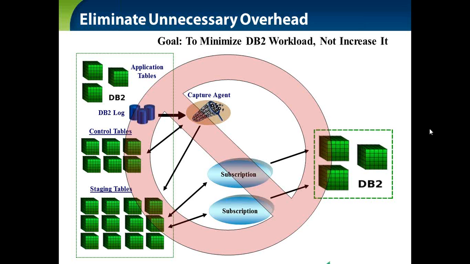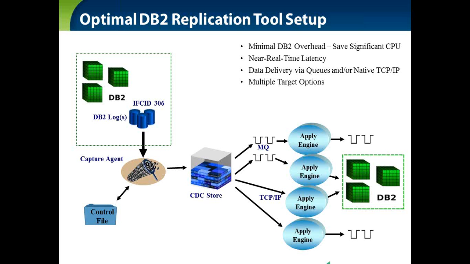The optimal replication tool setup is to minimize the impact on DB2. That's key. So lose the control tables, lose the staging tables. Don't beat up any DB2 any more than you have to. In our case, all we do is grab log data through the IFCID 306 interface. Most commercial DB2 replication products use this, if not all. If they don't, then I would question even using them. It's a supported API. Make sure they run the IFCID 306 as the interface.